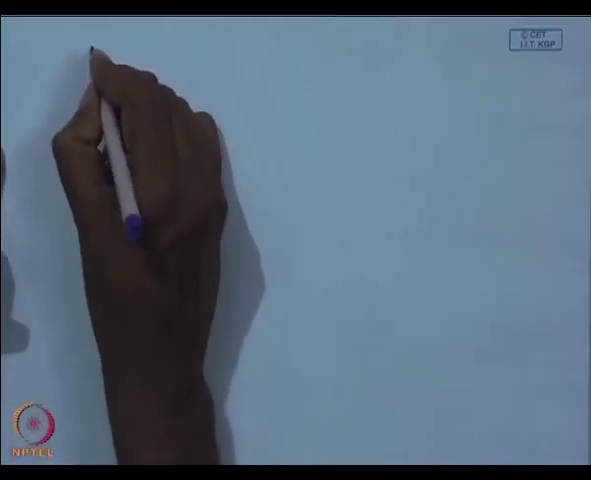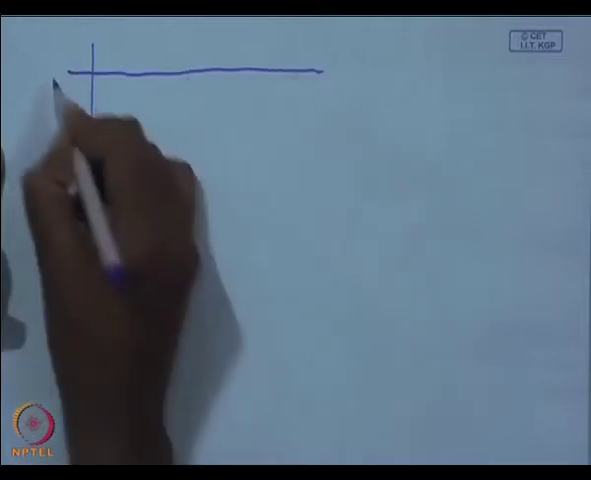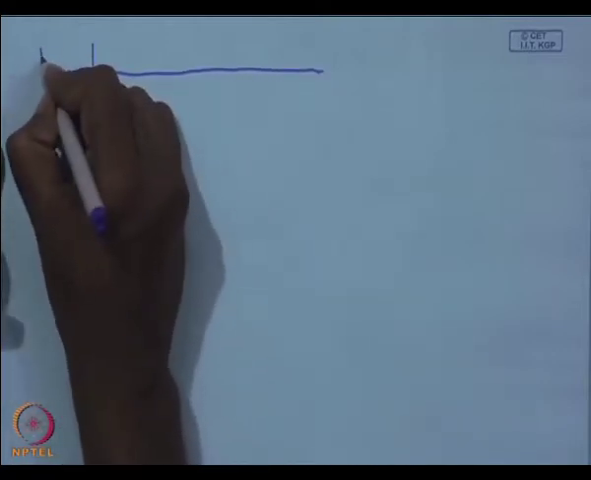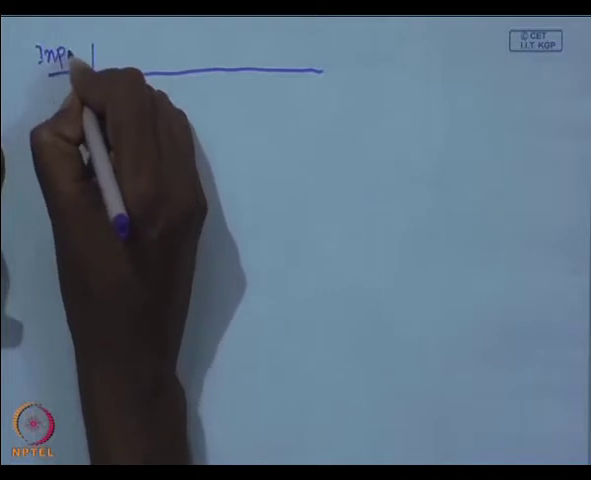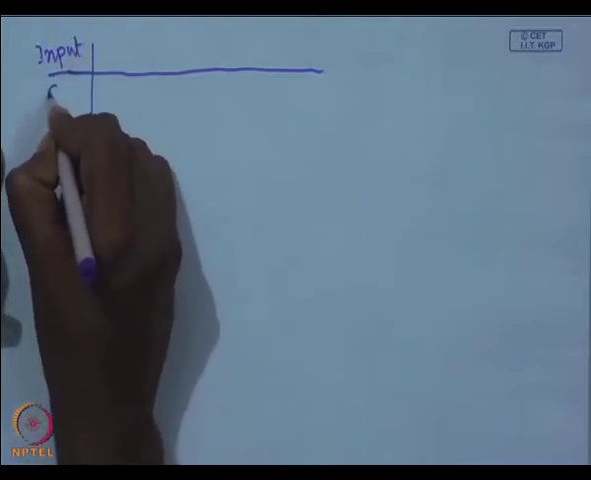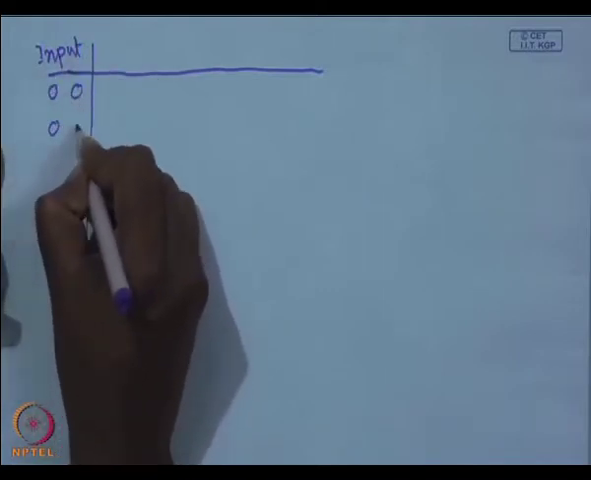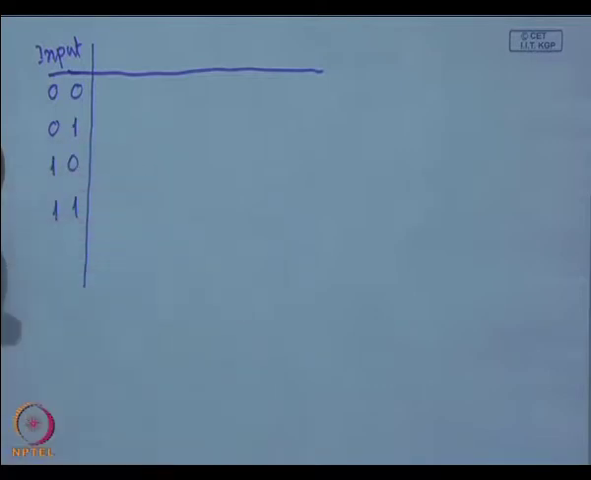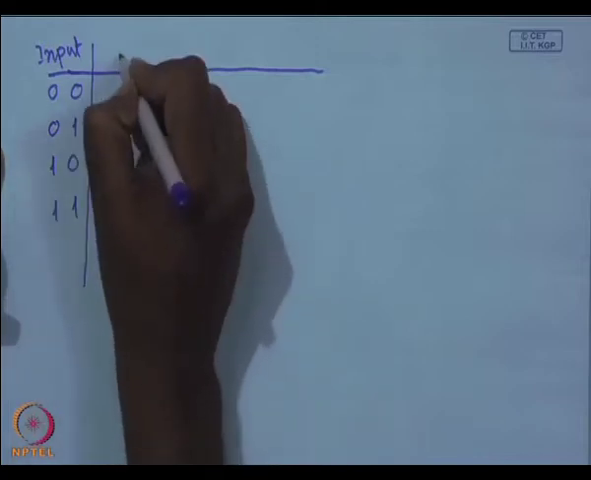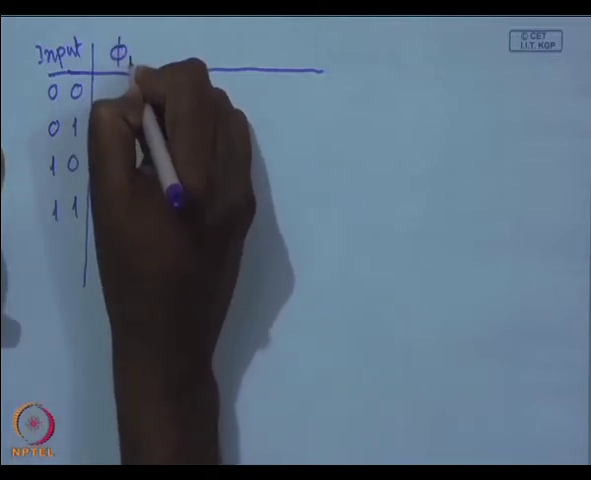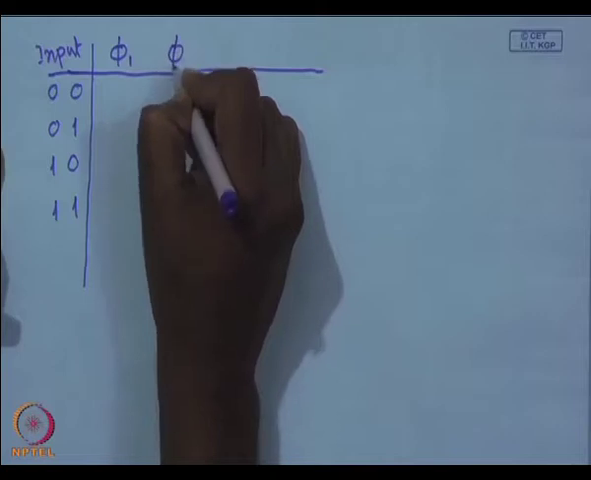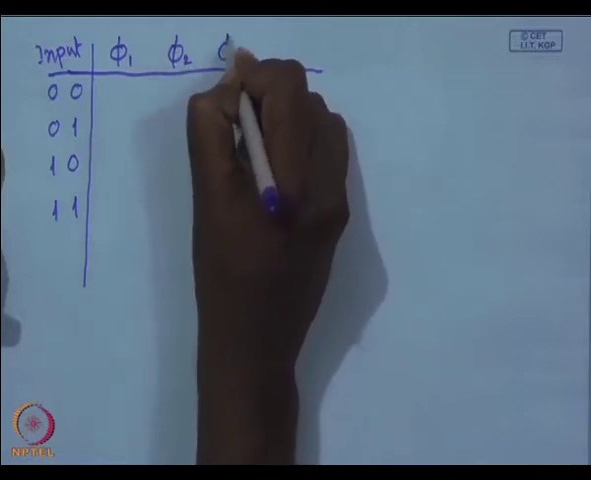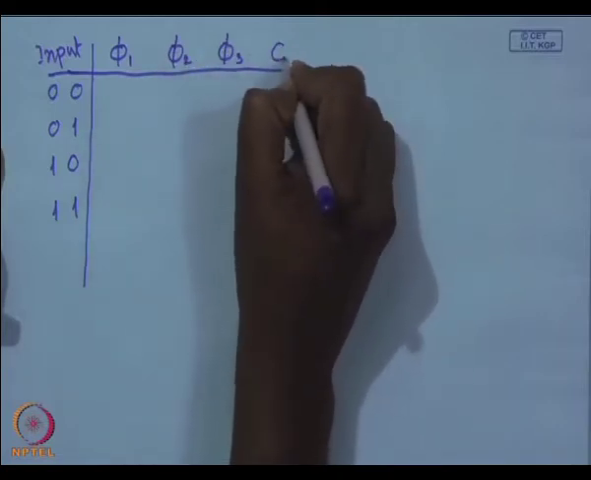So, I put that in the form of a table. Here I have input feature vectors, inputs are 0 0, 0 1, 1 0 and 1 1. And I have the RBF functions phi 1, phi 2, phi 3 and phi 4.